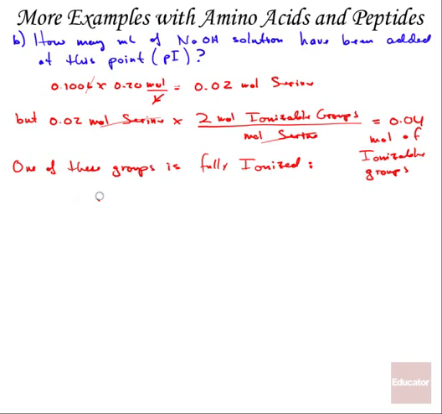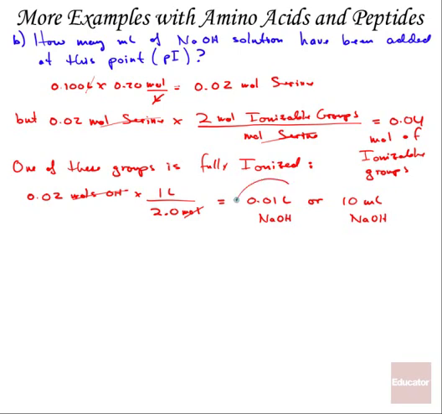So let me actually specifically write that. 0.02 moles of OH minus times, and it is 2 moles of hydroxide per liter. What we end up with is 0.01 liters, or 10 milliliters of sodium hydroxide solution. There we go. That's our answer. I hope that made sense.